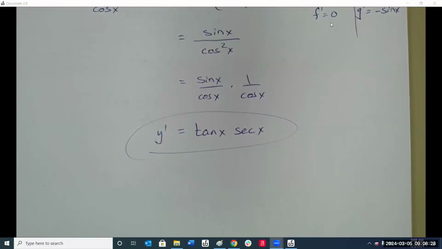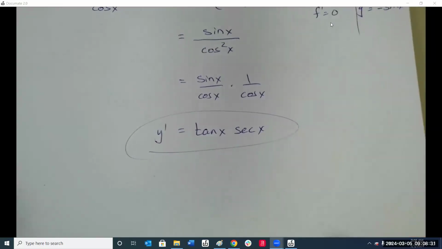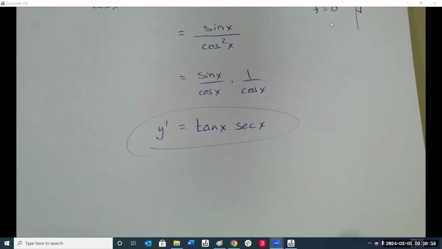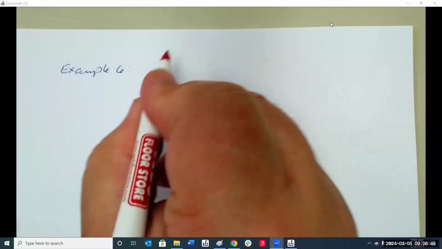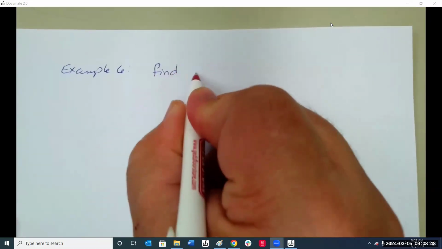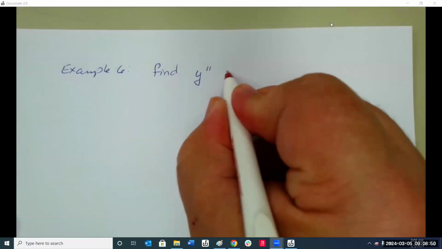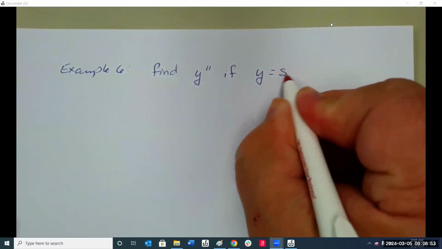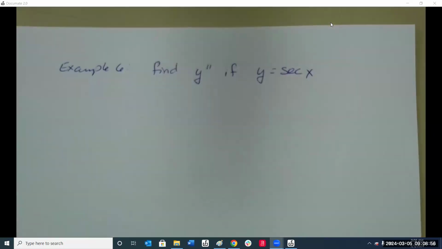So example 5 is find the derivative of tangent, which we've just done. Example 6 says find the second derivative, if y equals secant x. So what is this one asking you to find? The second derivative of secant.